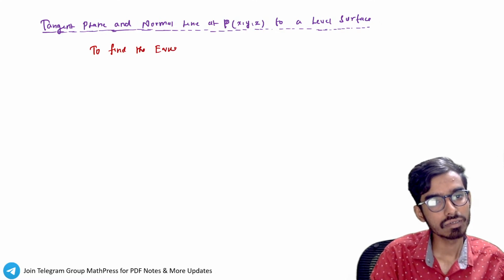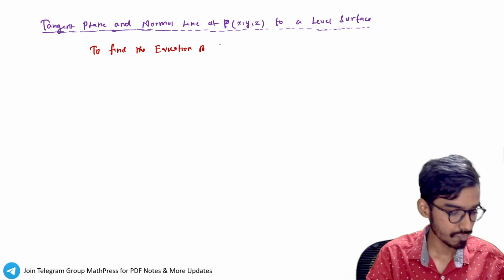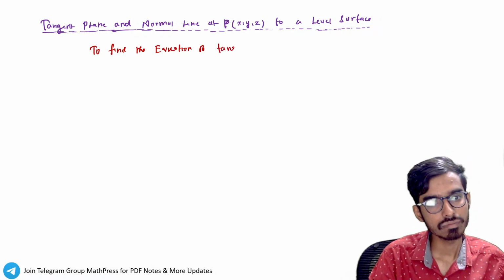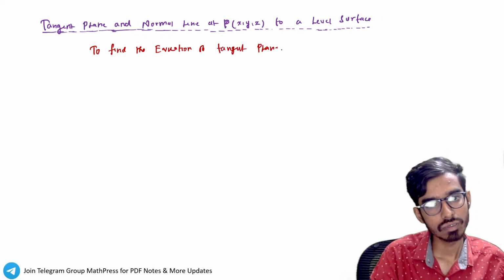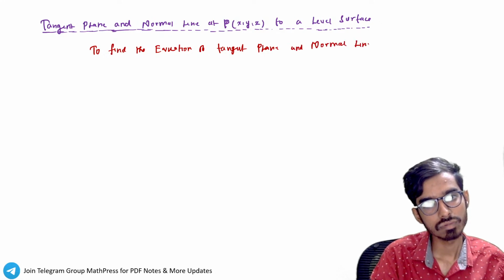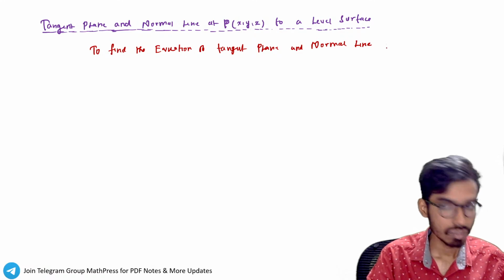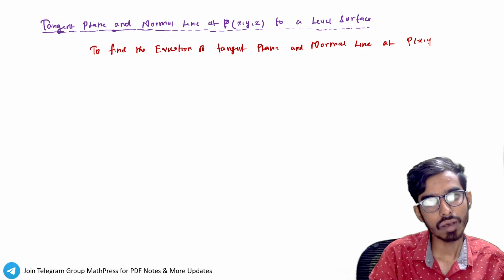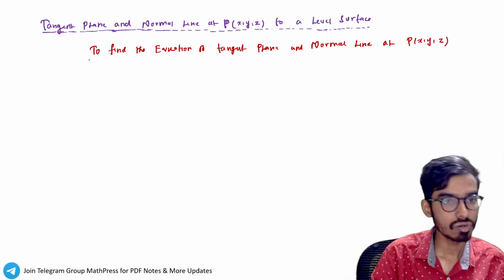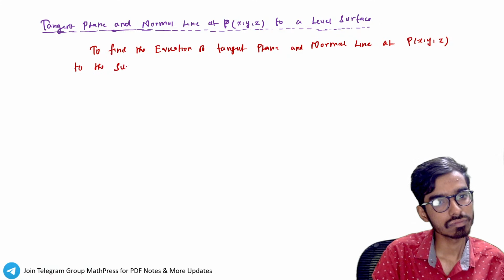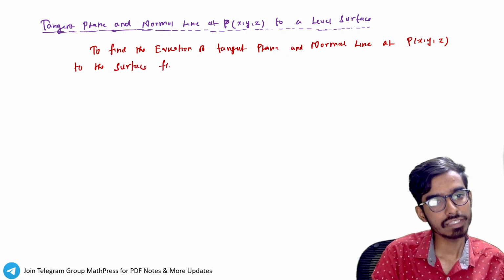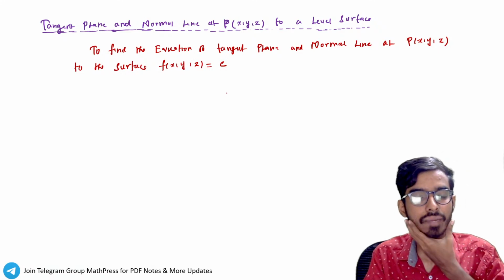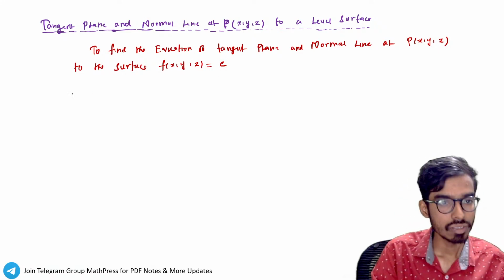To find the equation of the tangent plane and normal line at a point P to the surface f of x comma y comma z is equal to c, we are going to find the tangent plane and normal to the level surface.